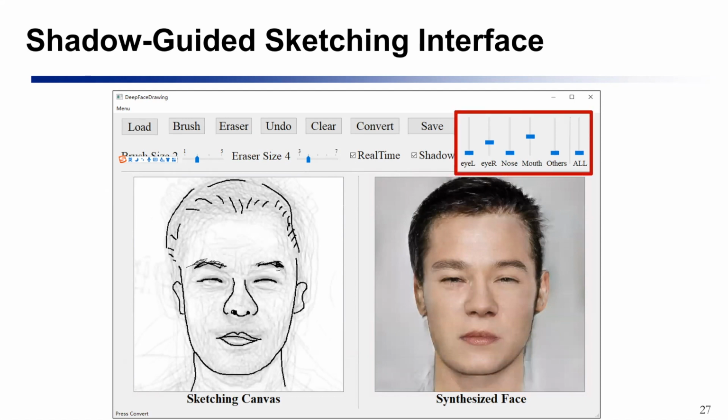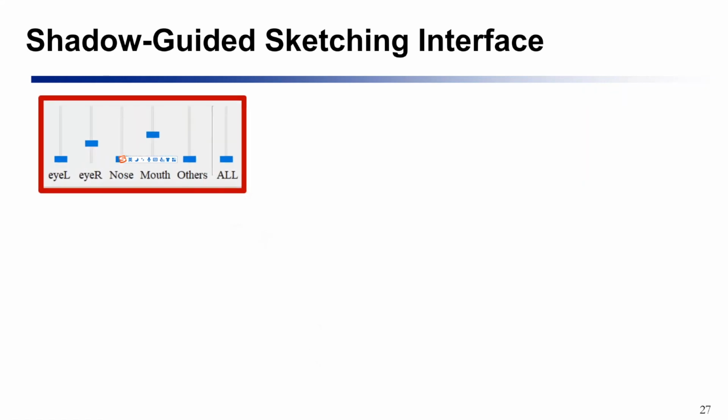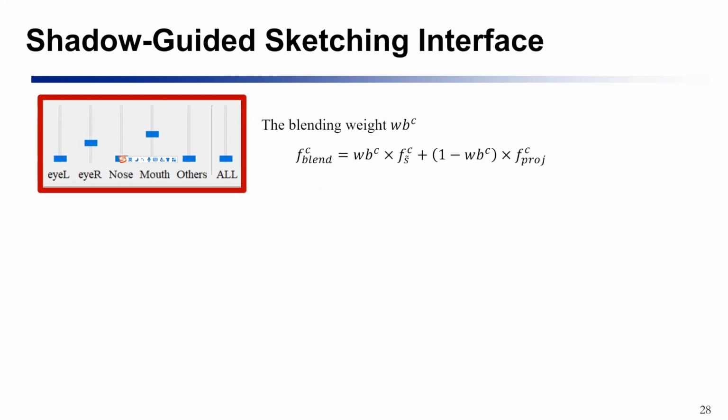Users with good drawing skills tend to trust their own drawings more than those with little training. We thus provide a slider for each component type to control the blending weight between the sketched component and its refined value after manifold projection.